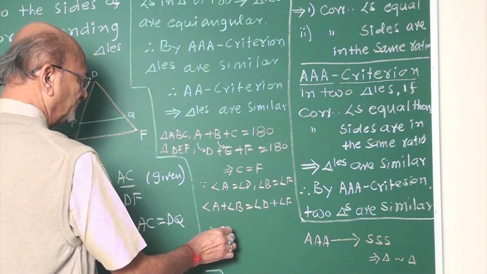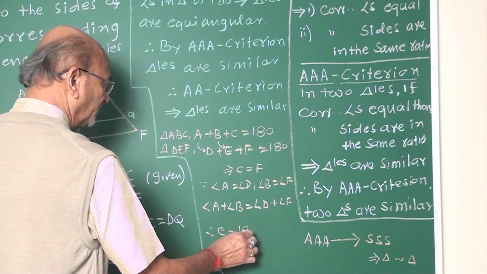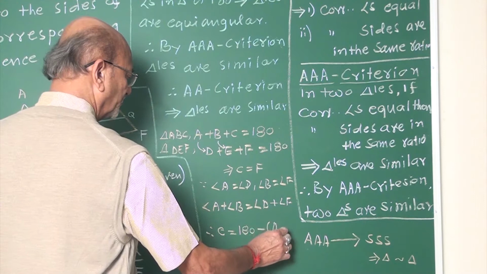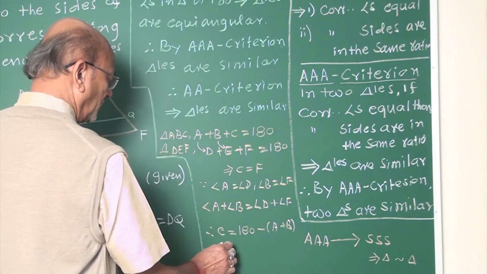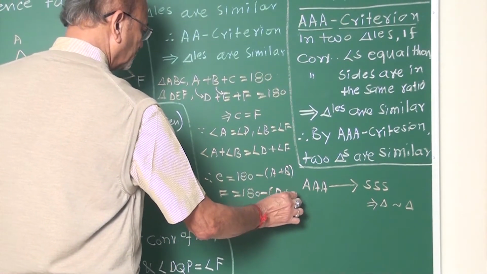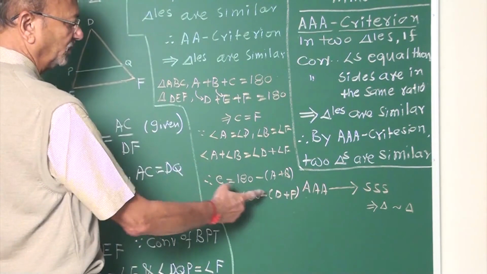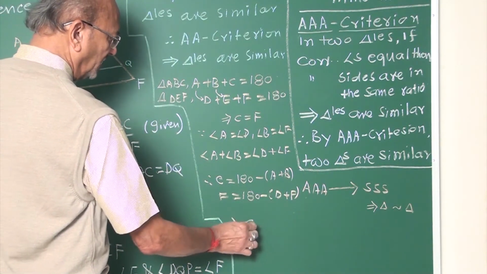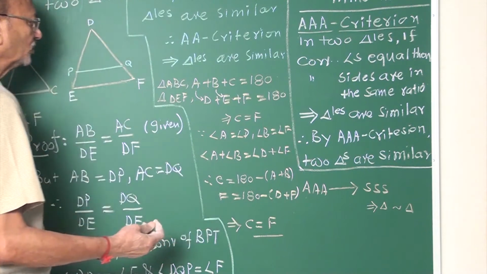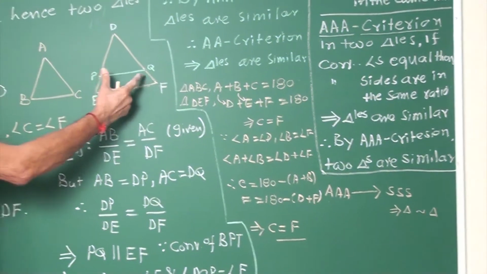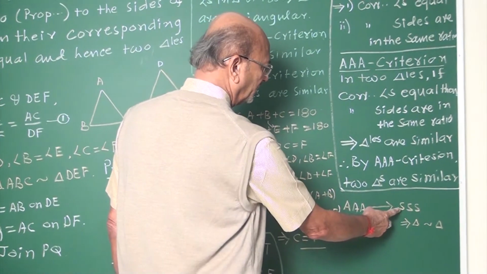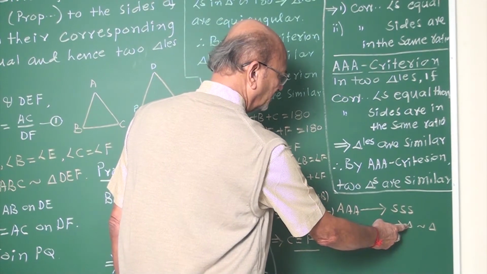Therefore, what is C? C is 180 minus angle A plus B, and angle F is equal to, my friends, 180 minus D plus E. But A plus B equals D plus E, so this gives what? Angle C must be equal to angle F. Yes, my friends. This triple A implies triple S, and hence the triangles are equiangular.